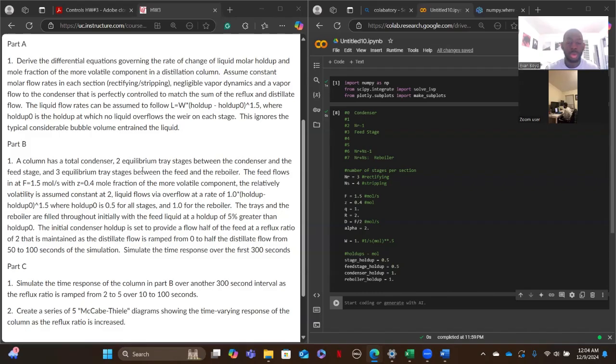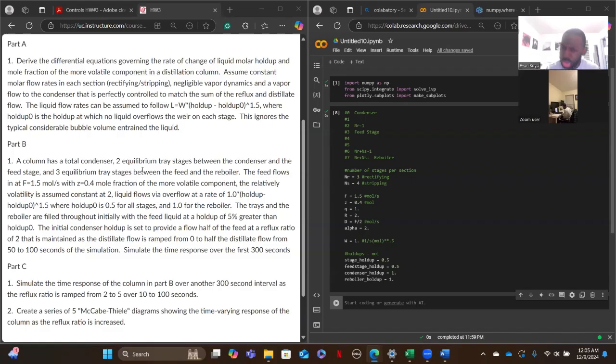1 for the reboiler. The trays and the reboiler are filled throughout initially with the feed liquid at a hold up of 5% greater than the initial hold up. The initial condenser hold up is set to provide a flow half of the feed at a reflux ratio of 2. That's maintained as the distillate flow is ramped from 0 to half the distillate flow from 50 to 100 seconds in the simulation. And then we are supposed to simulate our time response over our first 300 seconds.